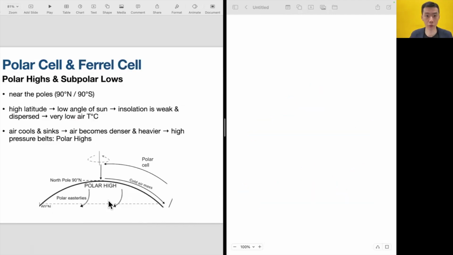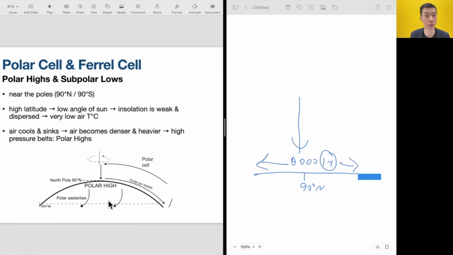Now, let's talk about the polar cell and Ferrel cell together. Low angle of sun results in weaker insolation. Low temperature means we have sinking air because air is cold and heavy, so it sinks. Sinking air results in polar high pressure. At 90 degrees north, let's say the North Pole, we have low angle of sun, so sinking air, high pressure, right? Because a lot of air particles are going to the ground. So high pressure. And because the air particles cannot penetrate through the ground, they have to go somewhere. So divergence of air near the ground surface.